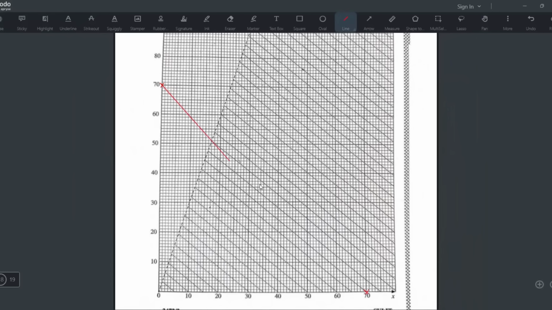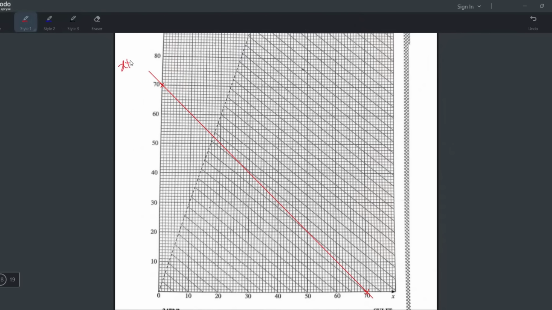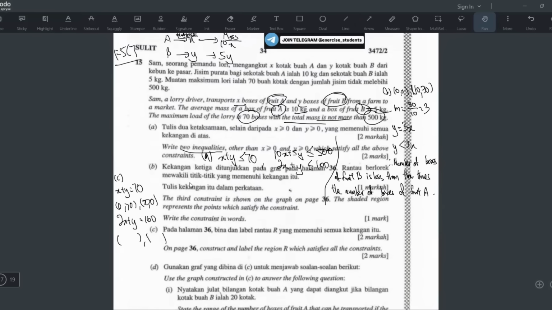And you will use solid line or dash line? Solid line. Kenapa solid line? Sebab dia punya inequality symbol ada equal. Ya, dia ada line bawah kan? So x plus y equals 70. But sometimes you have to use the dash line, but this one you have to use solid line, sebab dia punya symbol smaller equals.